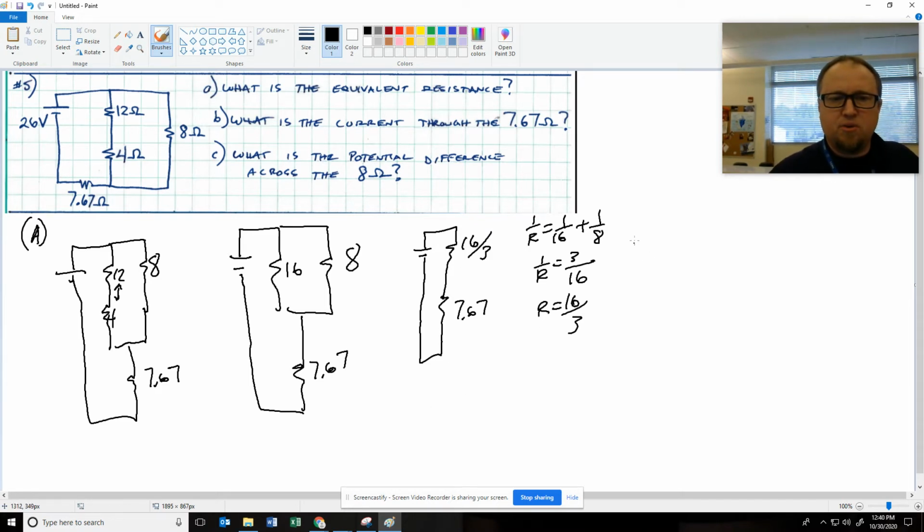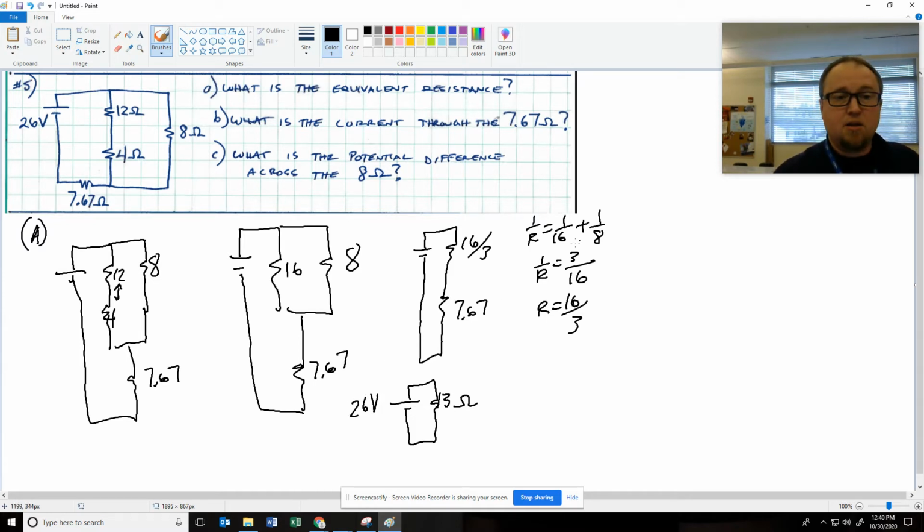And so when I put those together to get my total resistance, if I had one resistance, it would be 16 thirds, so it's a 5. I get 13. So the total resistance is 13 ohms. Okay, my potential is 26.